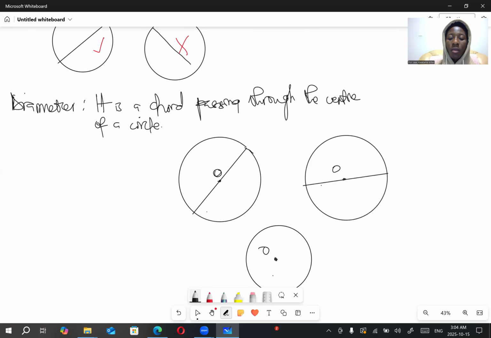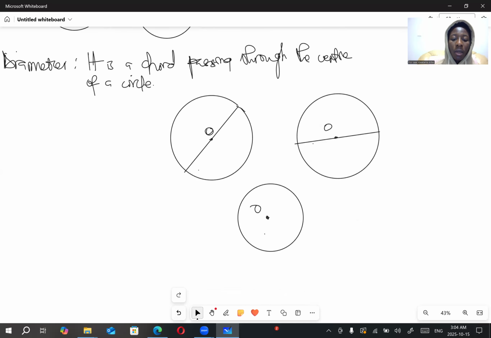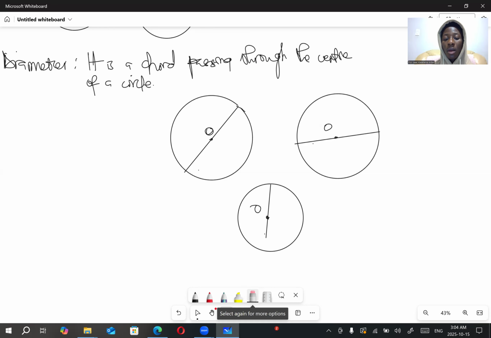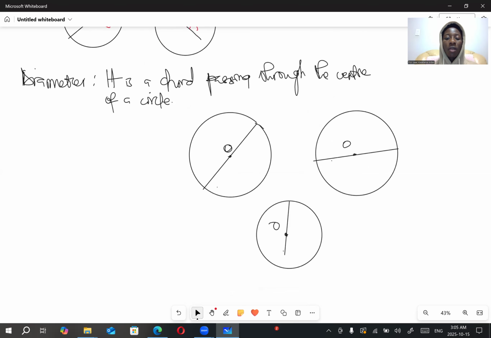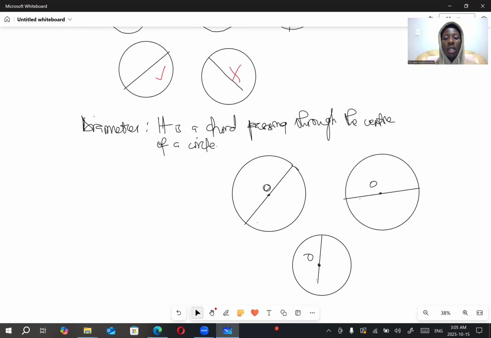Who is the center? Is this a diameter? No, sir. Why? Because it's passing through the center, but it's not getting to the other end of the circle. It's not even a chord, because it's a straight line but it's not touching 2 points on the circumference. And to be a diameter, you must be a chord passing through the center. You are not even a chord, so don't think of that. So, yeah, that's it.